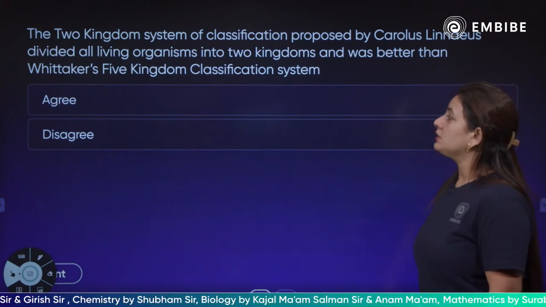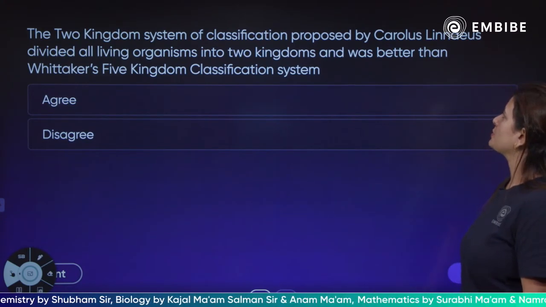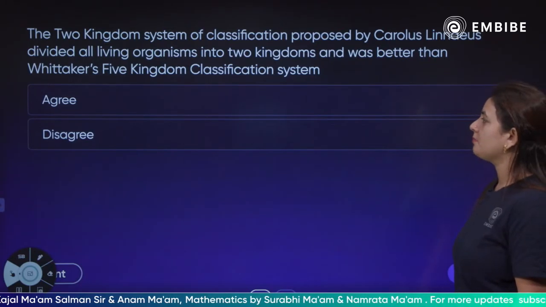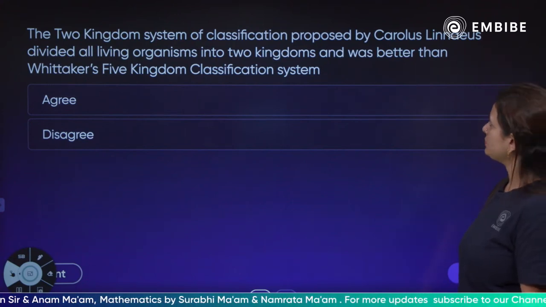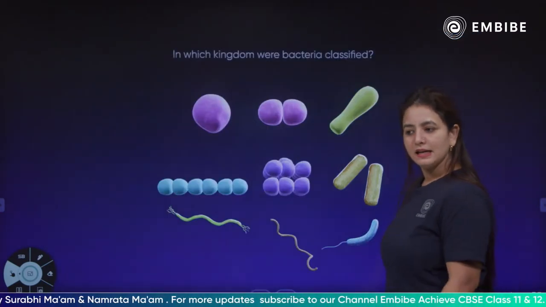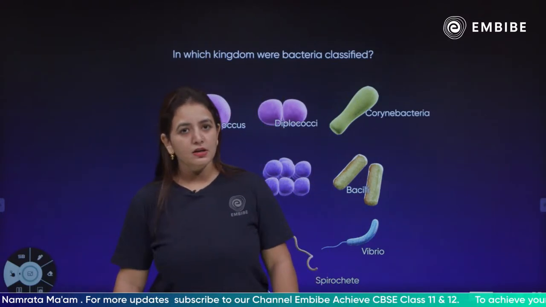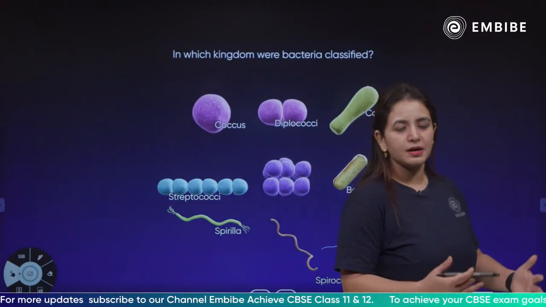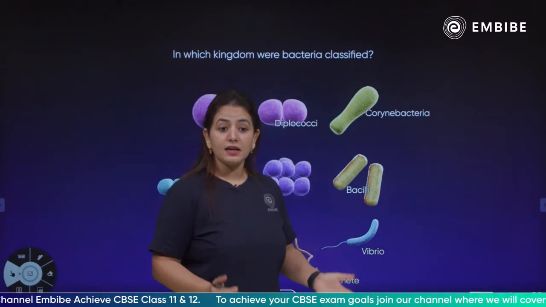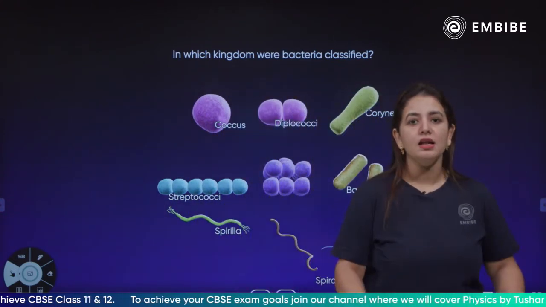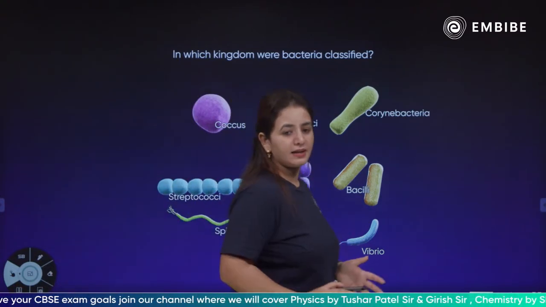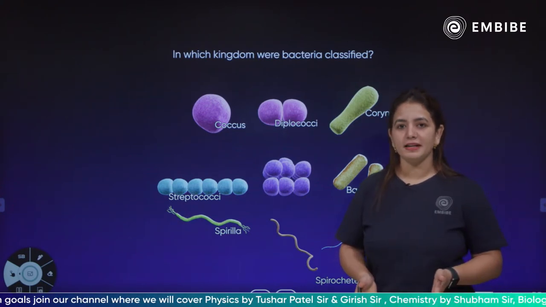Okay. The two kingdom system of classification proposed by Carolus Linnaeus divided all living organisms into two kingdoms and was better than Whittaker five kingdom classification. Completely disagree. Yes, it is not possible. It was not okay to basically have a single two kingdom classification, kingdom Plantae, kingdom Animalia. No, Whittaker classification was based on several characters. Several groups were made on the basis of similarities and dissimilarities. So that is why Whittaker classification is so widely accepted.